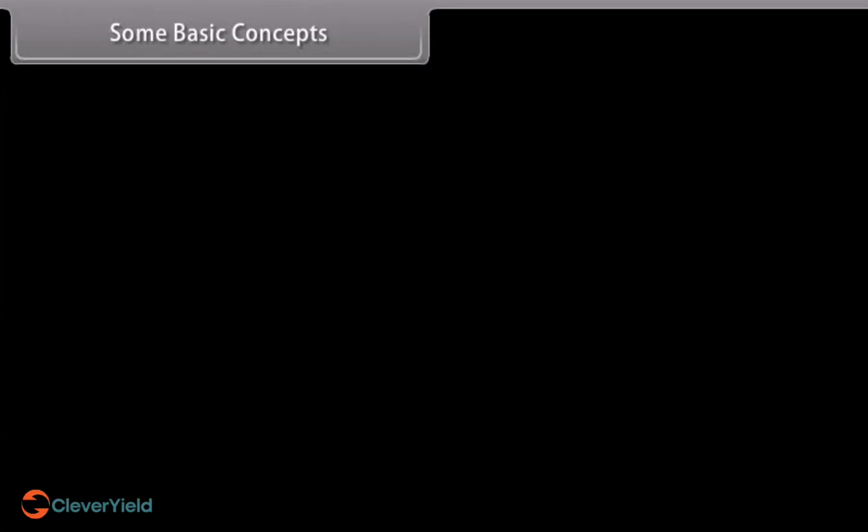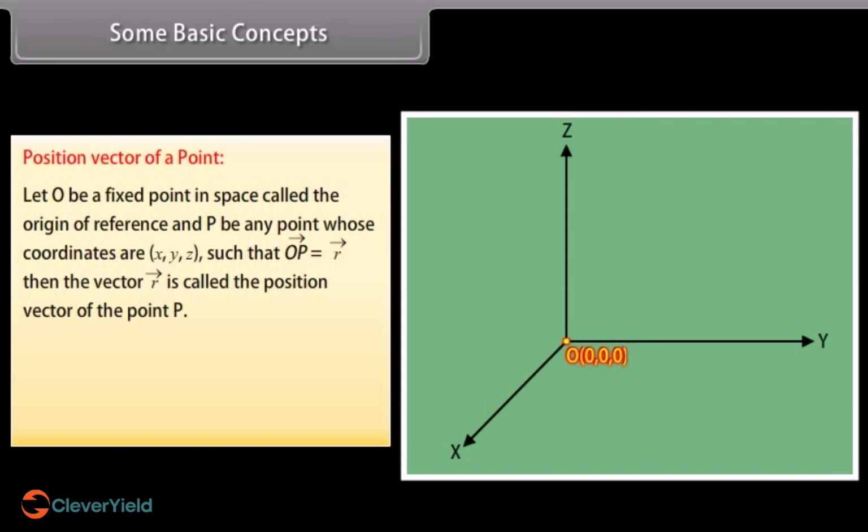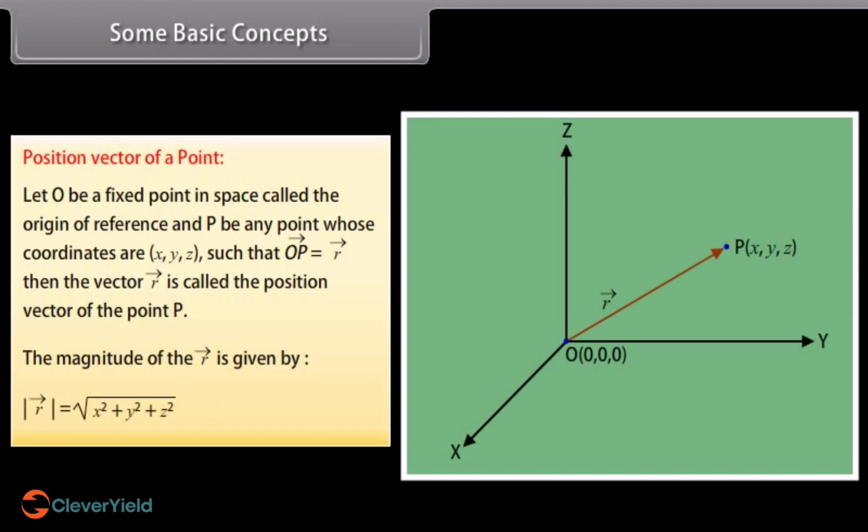Some basic concepts. Position vector of a point. Let O be a fixed point in space called the origin of reference and P be any point whose coordinates are x, y, z such that vector OP is equal to vector r. Then the vector r is called the position vector of the point P. The magnitude of the vector r is given by mode of vector r equals square root of x square plus y square plus z square.